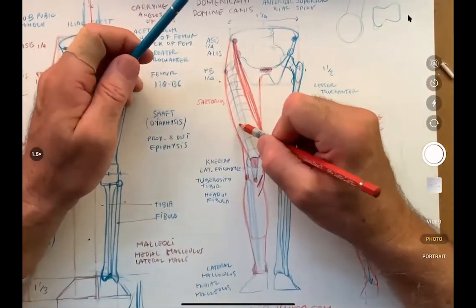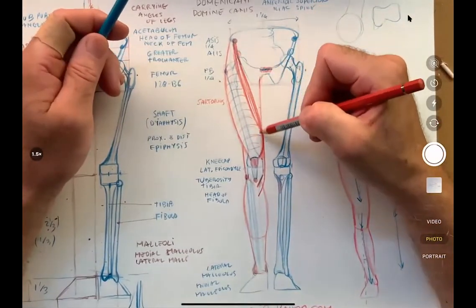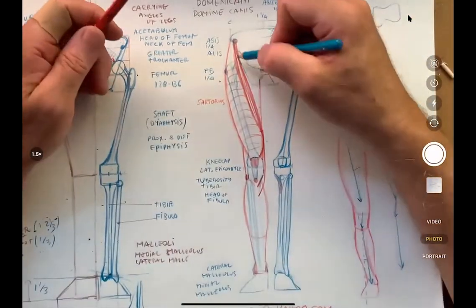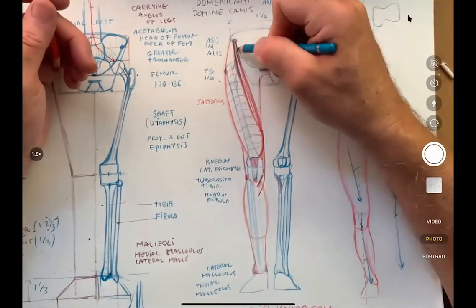So, you're saying the sartorius is that long, thin muscle that you just colored in. Exactly. So this is the sartorius. You're going to line it in blue, right? This is the sartorius, right?